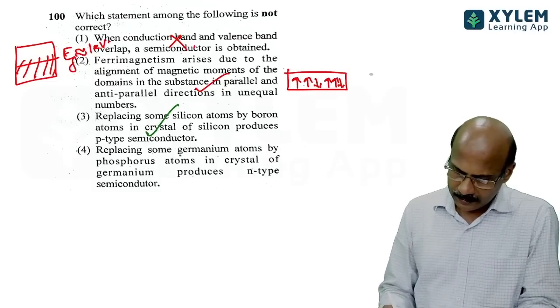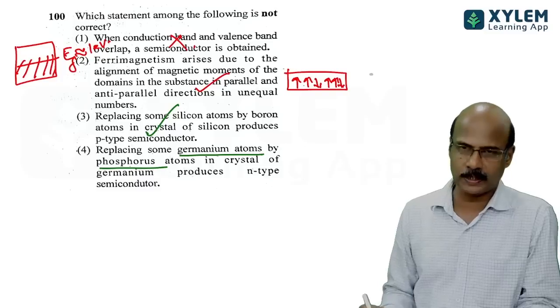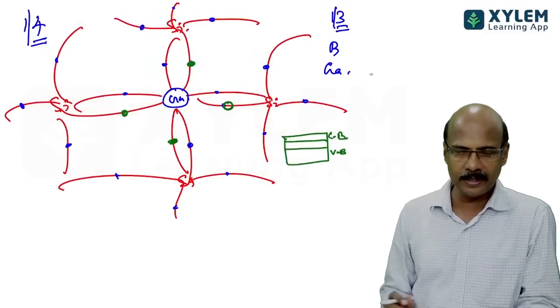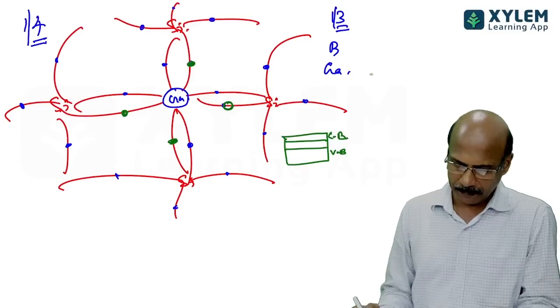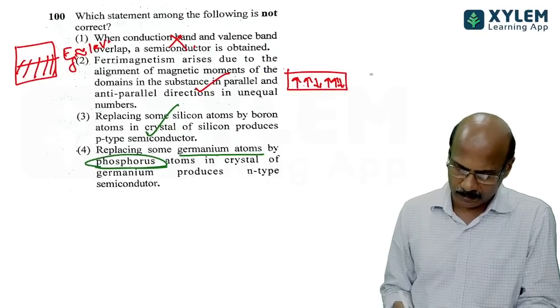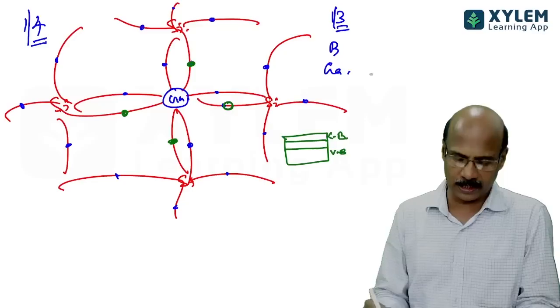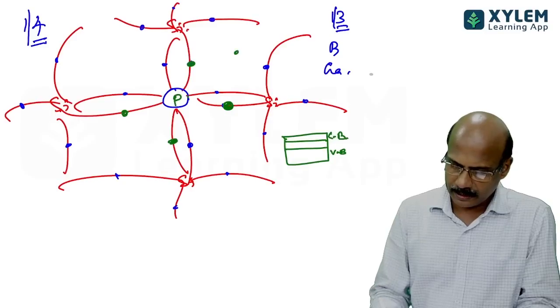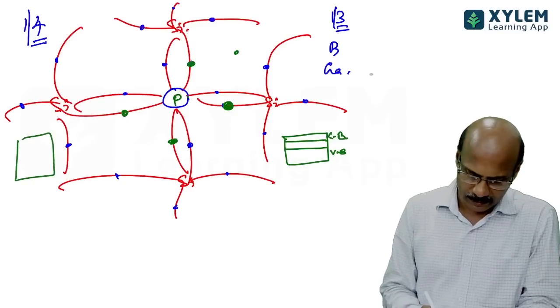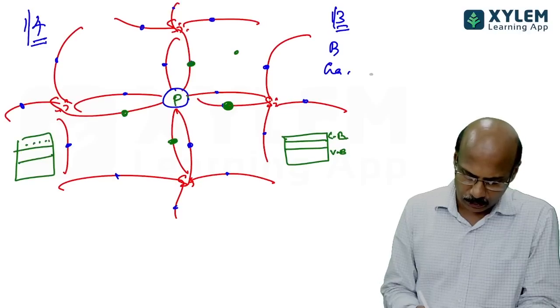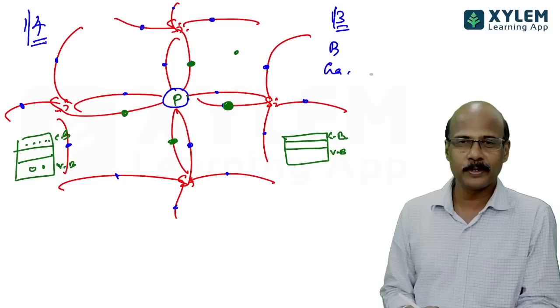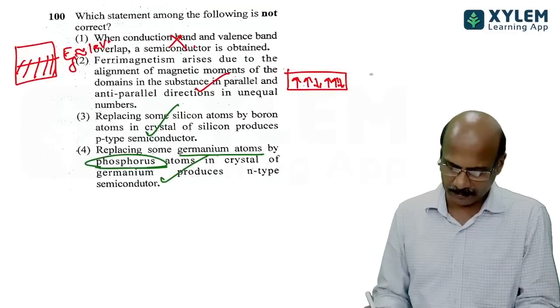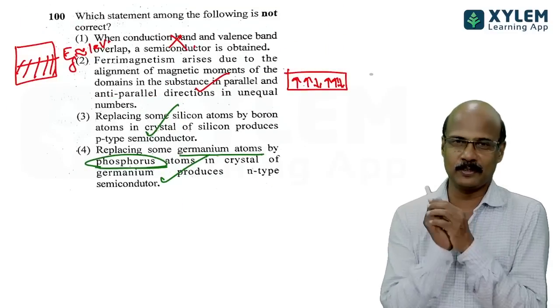Suppose you are replacing a germanium atom by a phosphorus atom. Germanium or silicon, both are group 14 members. When it is replaced with phosphorus, you know phosphorus is group 15, so there are 5 electrons in the valence shell. So what happens? The 5th electron will enter the conduction band, so you can see there is a large number of electrons in the conduction band compared to the number of electrons in the valence band. So you will get an n-type semiconductor. So the wrong statement given is the first one.